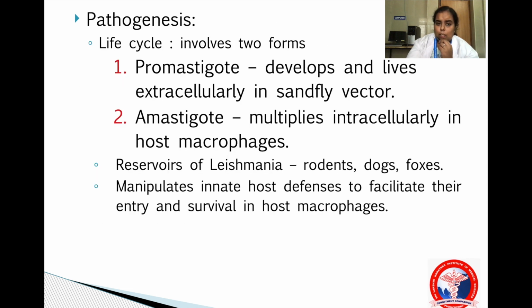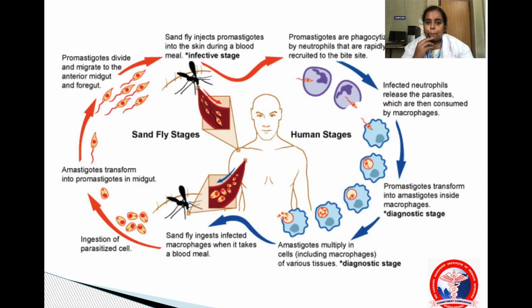So pathogenesis, the life cycle involves two forms. Promastigote that develops and lives extracellularly in the sandfly vector, and the amastigote that multiplies intracellularly in the host macrophages. The reservoirs of Leishmania include rodents, dogs, foxes. They manipulate the innate host defenses to facilitate their entry and survival in host macrophages.